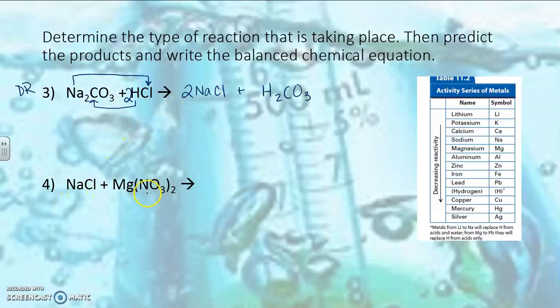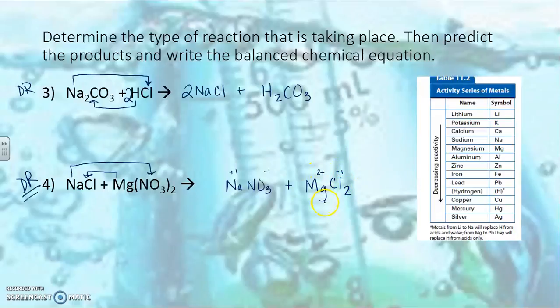All right, NaCl plus MgNO3 2. Look, it's another double replacement. Na attaches itself positive to negative. Na has a positive 1 charge. NO3 has a negative 1 charge. They cancel out because they're the same. Plus, Mg attaches itself to Cl. Mg has a positive 2 charge, and Cl has a negative 1 charge. When we cross those down, we end up with MgCl2.